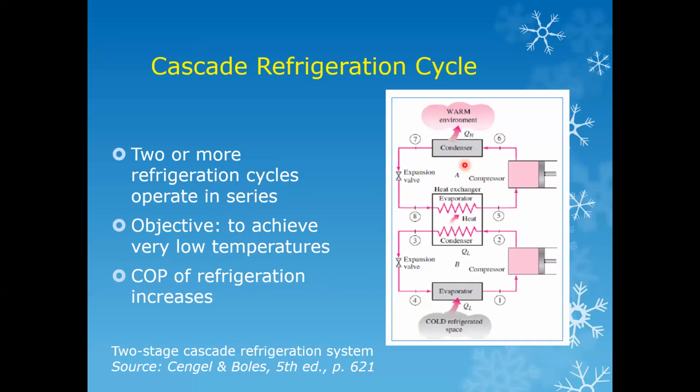So what happens here? We have the high temperature reservoir and the low temperature reservoir. This is the first cycle. The condenser of the first cycle is actually the evaporator of the second cycle. So there's a heat exchanger right here.